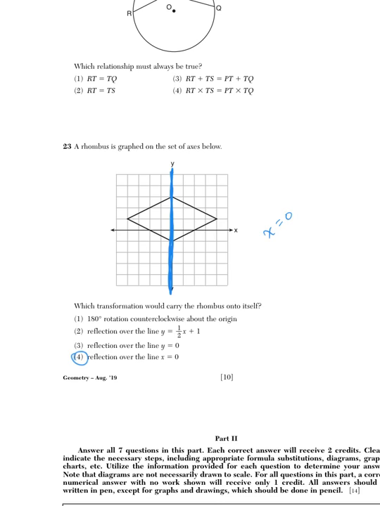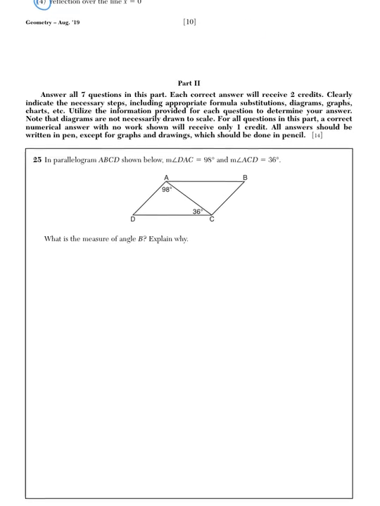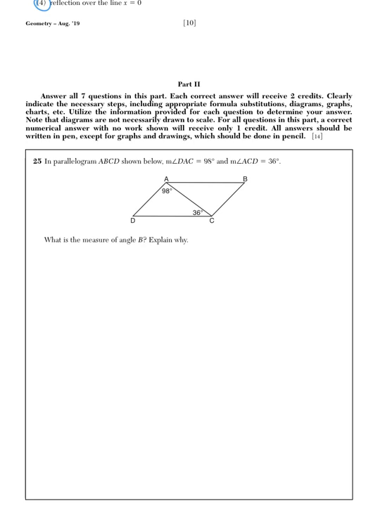Okay, the next question is number 25. In number 25, they're asking you for the measure of angle B, and they're asking you to explain. First and foremost, you can add the 98 and the 36, okay, which gives you 134. So you have 98 plus 36 is 134. When you subtract that from 180, you get 46 degrees, and that is the measure of angle D. So angle D is 46 degrees. Therefore, the measure of angle B is 46 degrees, because in a parallelogram, opposite angles are congruent.